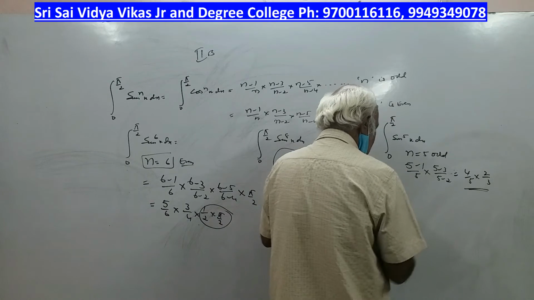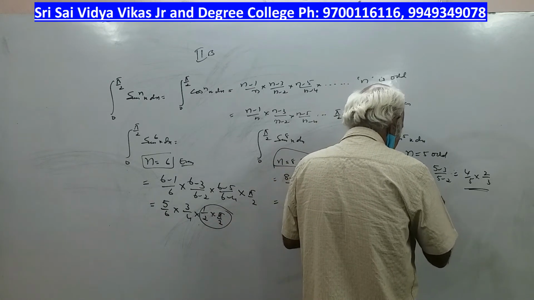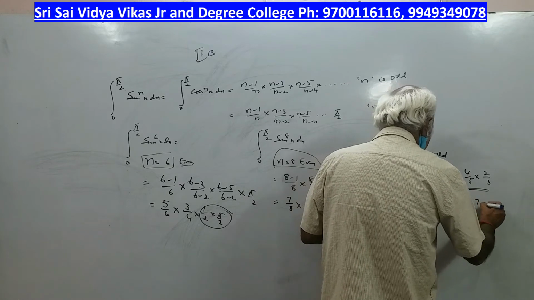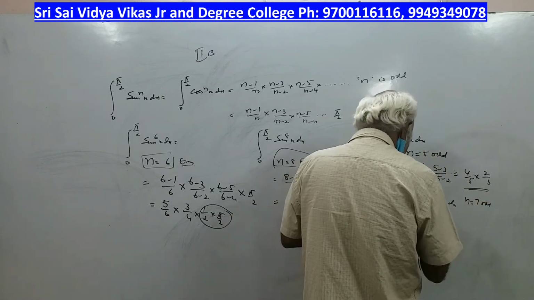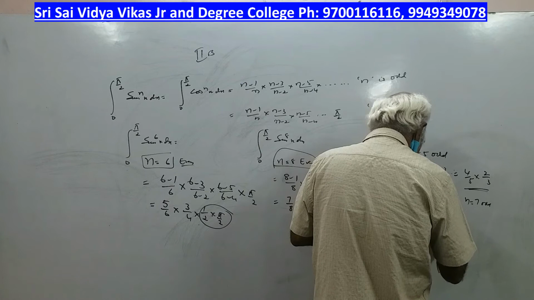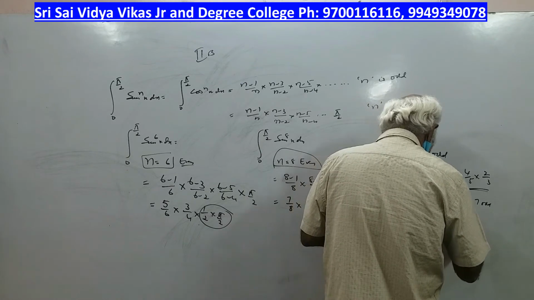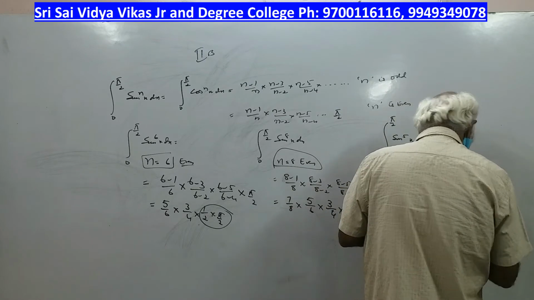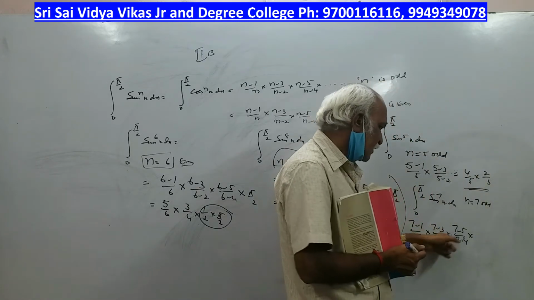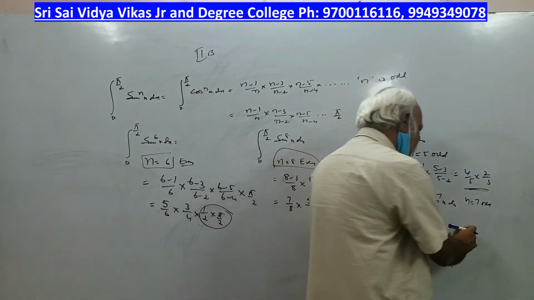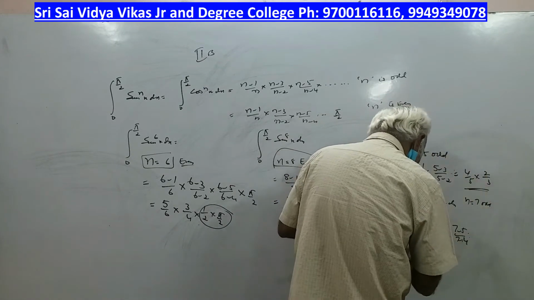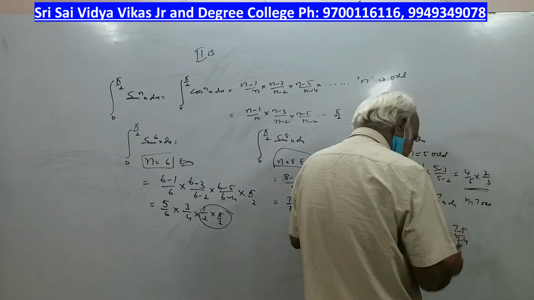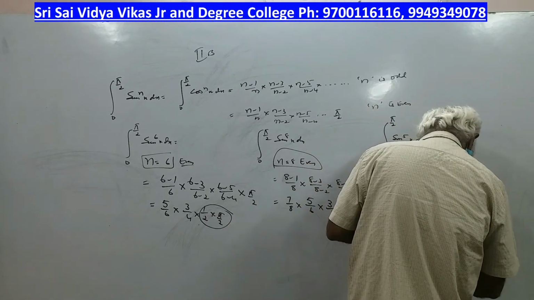For example, n is 7, which is odd. Again, what is the next one? 1, 3, 5. Next, 7 minus 7 will come, it will become 0. So we should not write it. So 6 by 7, 4 by 5 into 2 by 3.